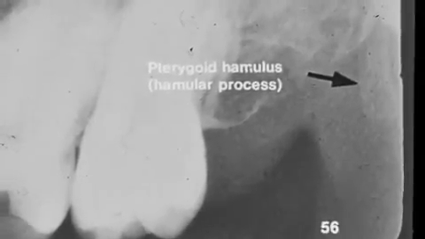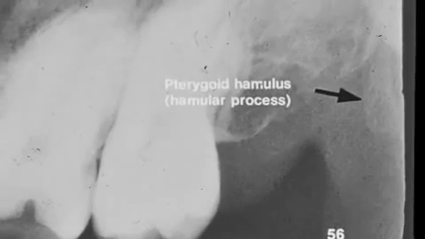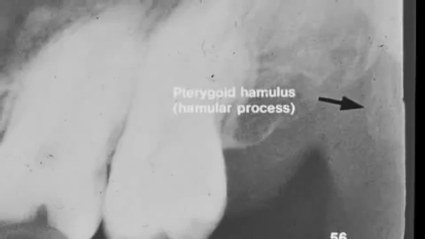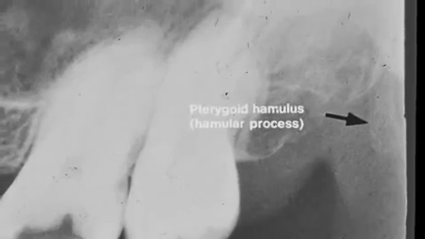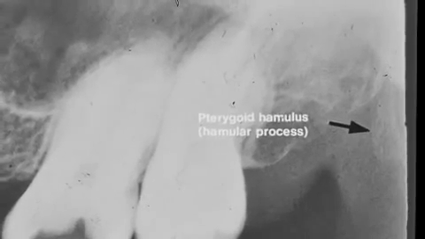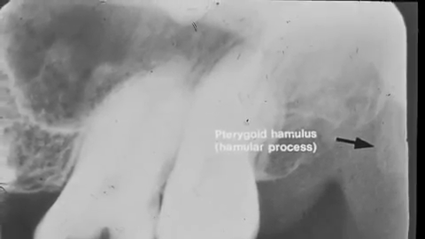Previously, we saw the hamular process. This is the arrow pointing to the hamular process, an extension of the sphenoid bone. In the very upper part of the slide at the end, you'll see a little radiopaque projection. This is the zygomatic process.